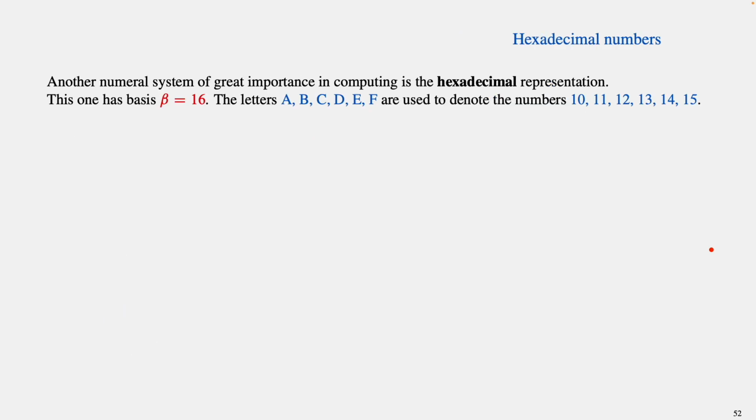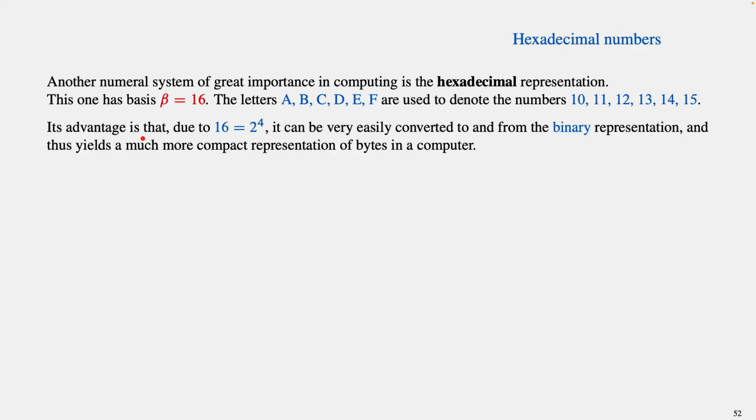And another numeral system of great importance in computing is the hexadecimal system. So here we use the basis beta equal to 16. And this is obviously larger than 10, and because in our usual writing we only have 10 digits, we in addition use the letters A, B, C, D, E, and F to denote the numbers 10 to 15 in this system.